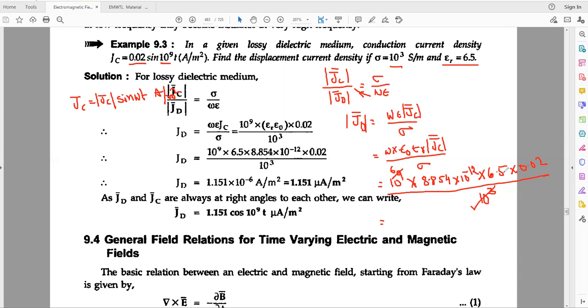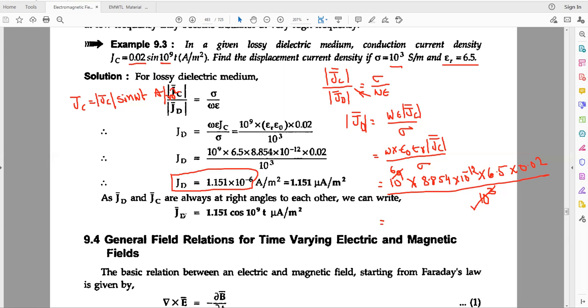And further you can simplify this, multiply the function. 6.5 is 65 by 10 and the 2 by 10, 2 by 100. You'll get again the denominator as 10 power 3. And here with 8.854 also the 10 power 3. So 10 power 3 and 10 power 3 cancel, 10 power 6 also. Finally we got JD equal to 1.15 into 10 power of minus 6, which is micro ampere per meter square. And now these are only the magnitude, my students.